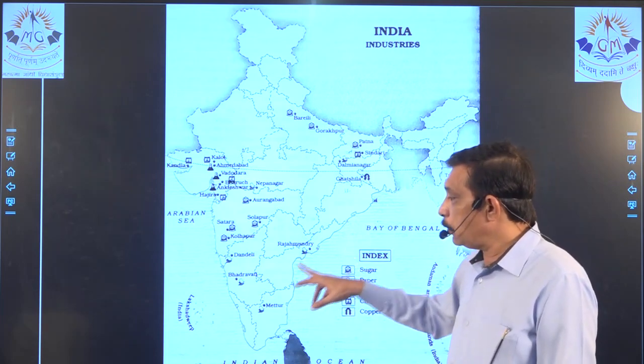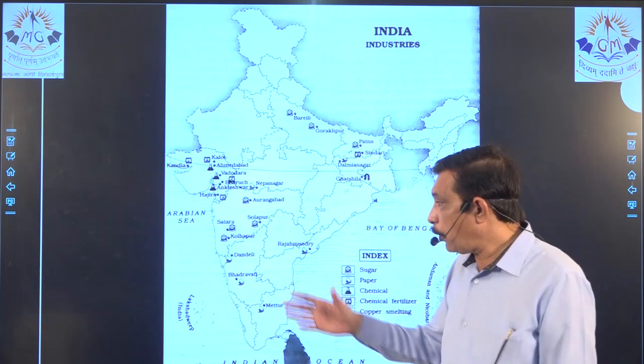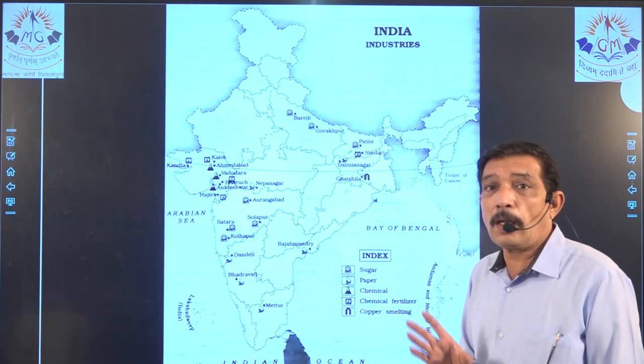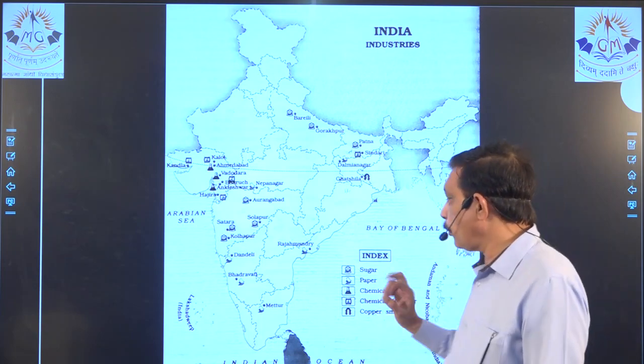Which are they? Rajamundry, Bhadravati, again we know where to mark Bhadravati, Dandeli and Mysore. These are the 4-5 places I'll keep in mind when I am marking the map, especially for paper.